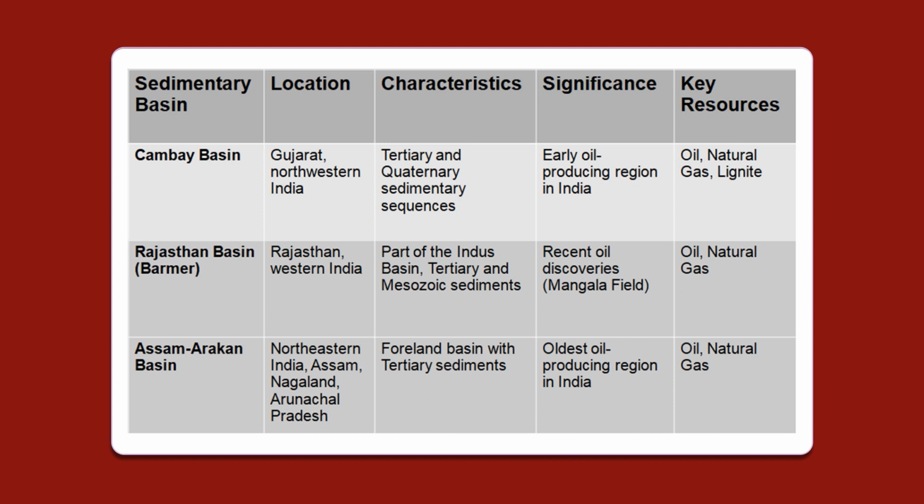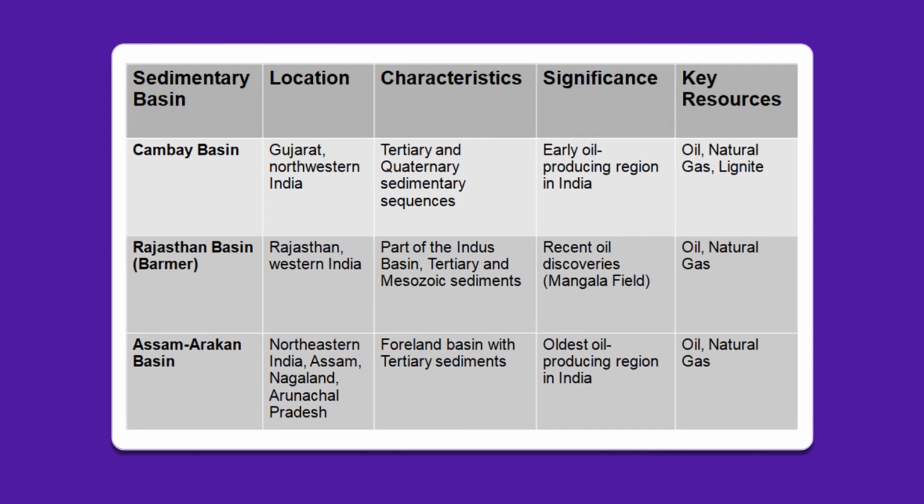Then Assam Arakan basin, which is located in northeastern India, it is basically a foreland basin with Tertiary sediments, and it is one of the oldest oil-producing regions in India. Then the Ganga basin, which has a key resource of groundwater and coal. It is located in northern India, Uttar Pradesh, Bihar, West Bengal. It is characterized by thick alluvial sediments, Tertiary sequences. And Mahanadi basin, which is in eastern India, in Odisha, Chhattisgarh, Bay of Bengal, has Mesozoic and Tertiary sediments and is significant for onshore and offshore hydrocarbon potential.